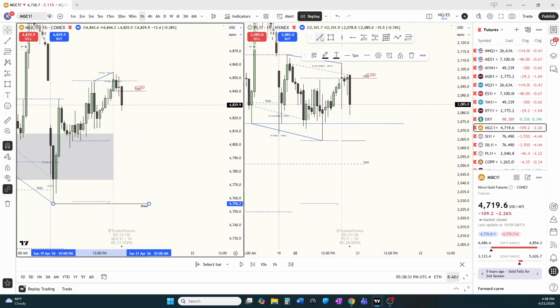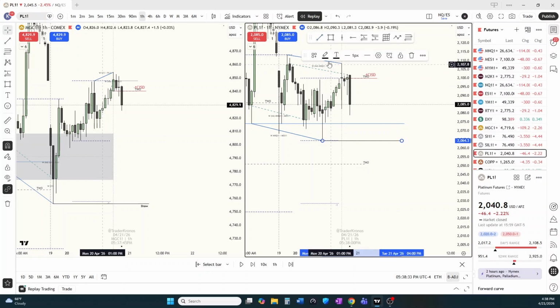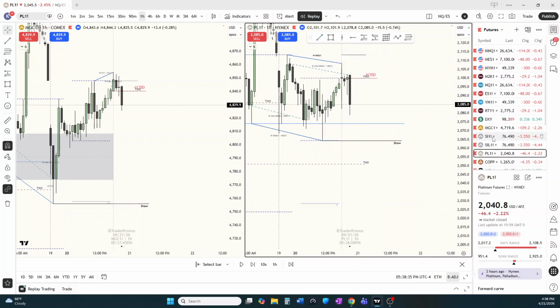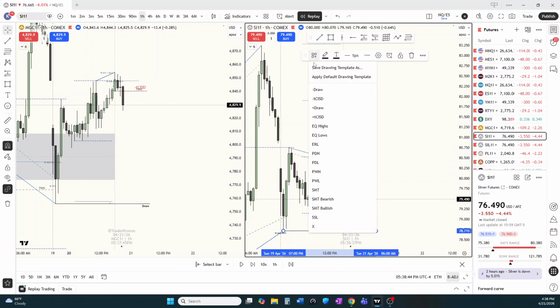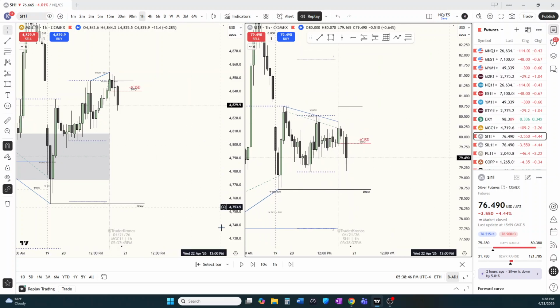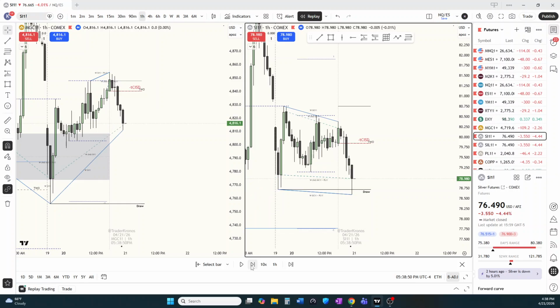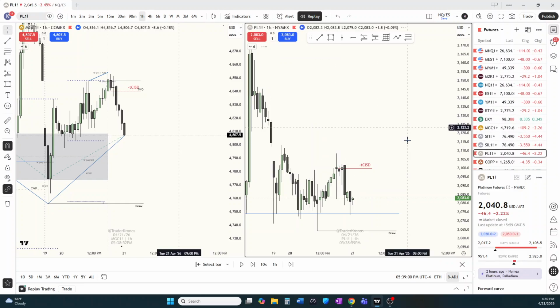So immediately my draw now becomes previous day low. I'm just going to mark that out on all these assets here, and go back to silver and do the same as well. So heading on into the morning session now, again, I would notice that overnight silver took the draw down here at the prior day low. And I believe platinum did as well.